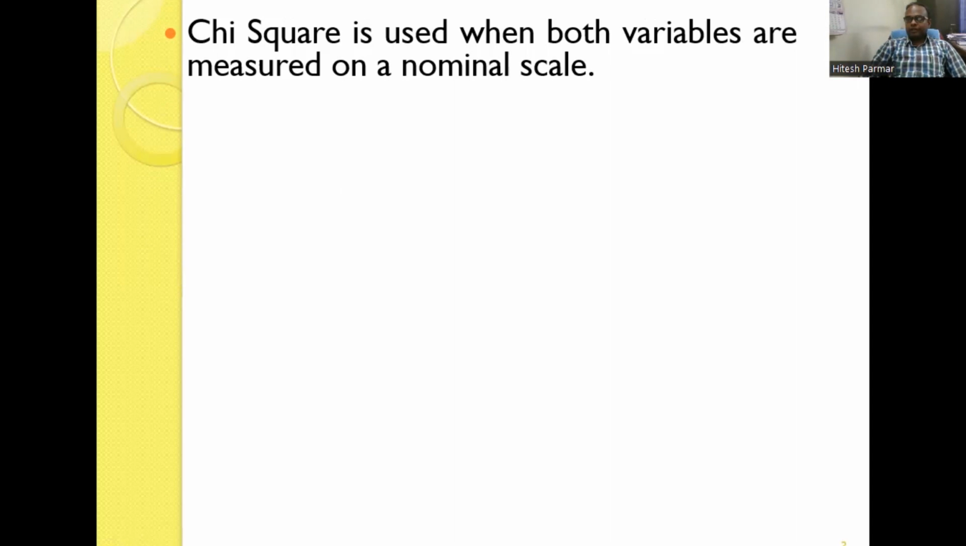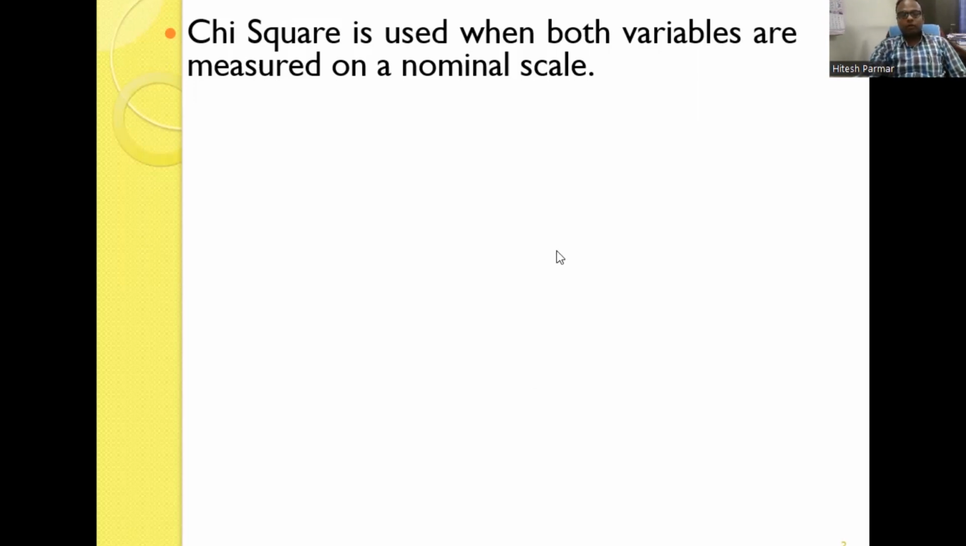Right? So say for example, we have gender, and we have another variable, awareness regarding digital banking, whether they are aware or not, yes or no. It is also a nominal scale variable. Gender is also a nominal scale variable. So if we would like to study the association between two nominal scale variables, then we can go for a chi-square test.